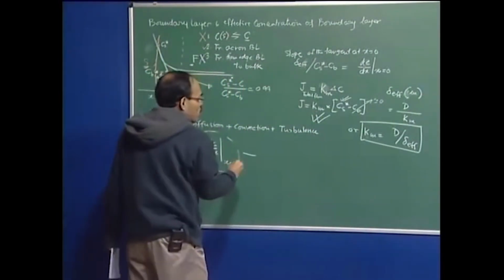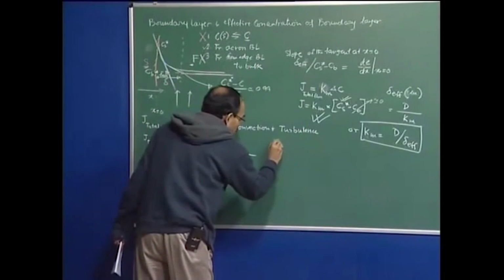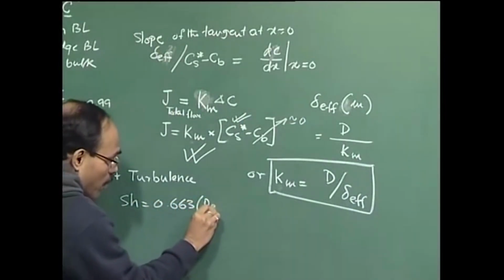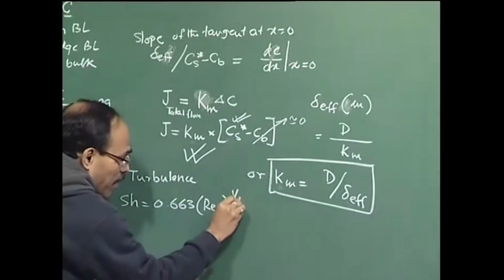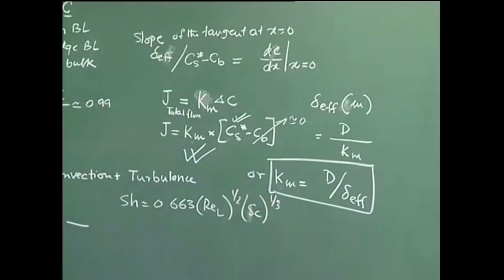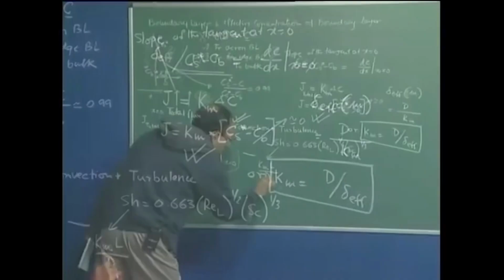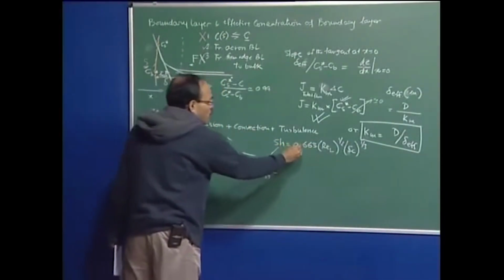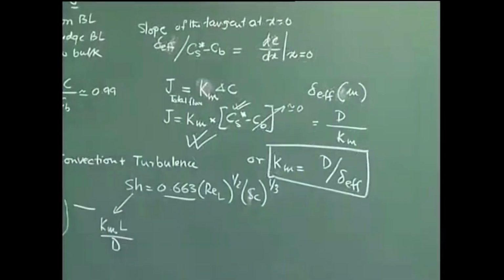And if you consider the geometry to be a flat plate, in that case we can say that Sherwood number is equal to 0.663 into Reynolds number raised to the power half and Schmidt number raised to the power 1/3. This can be used to calculate the mass transport coefficient, because this is nothing but Km L over D. So, having been given the velocity, I should be able to calculate the Sherwood number from this flat plate correlation, flow past a flat plate, and use this correlation to determine Km.